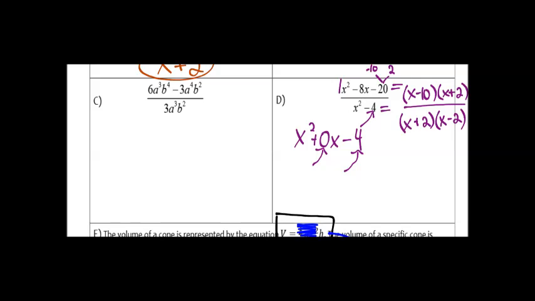The common factors there are x plus 2 and x plus 2. The top and the bottom, again, it's canceling out because this is multiplication and this is division. Those are opposite operations. If I multiply by x plus 2 and I divide by x plus 2, I don't actually need to write those at all. Those just completely cancel out, leaving me with just x minus 10 and x minus 2.